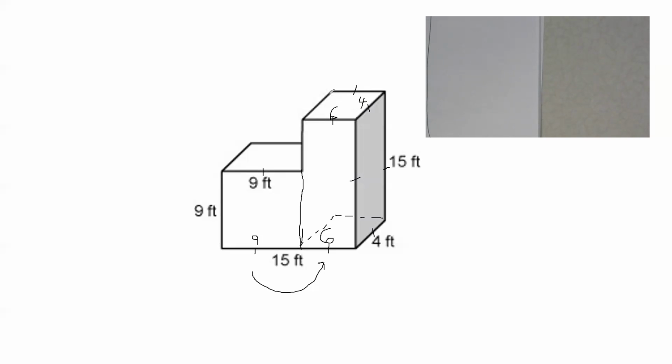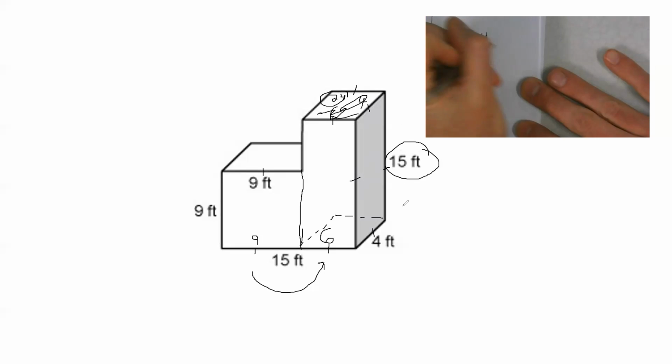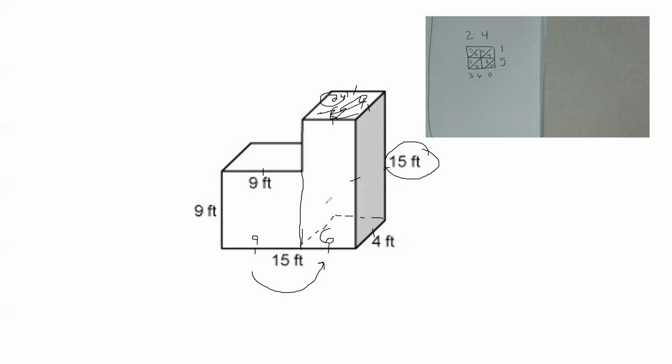6 times 4 is 24. So the area of the top is 24. And you're going to multiply 24 by 15. Because that's how high up and down it goes. So that's 360. So this has a volume of 360.